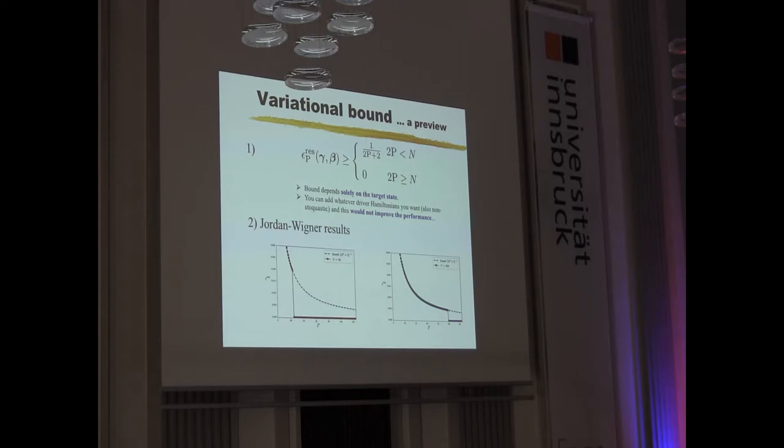Then I will show some Jordan-Wigner results, since in this case you can actually do the numerics. You can verify that the bound is in fact strictly satisfied. So you see, if your chain is, say, 50, up to p equal to 25, you stay on the bound curve, 1 over 2p plus 2.